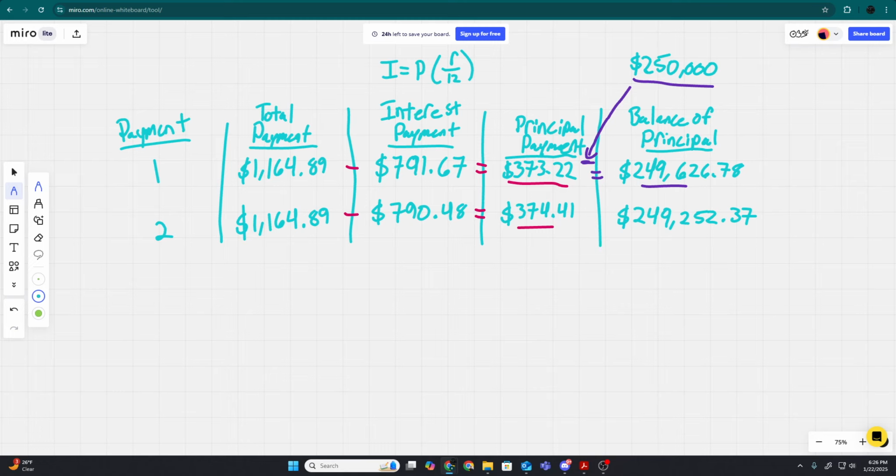Okay, so essentially every time you make a payment, this is the calculation. They take your payment, they figure out how much goes to interest. That determines how much goes to principal. That reflects a change in the balance. And you do it again and again and again.